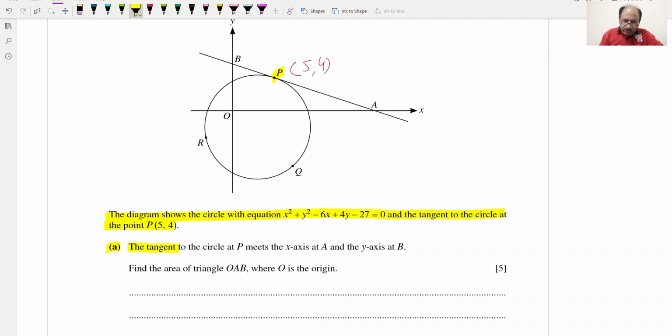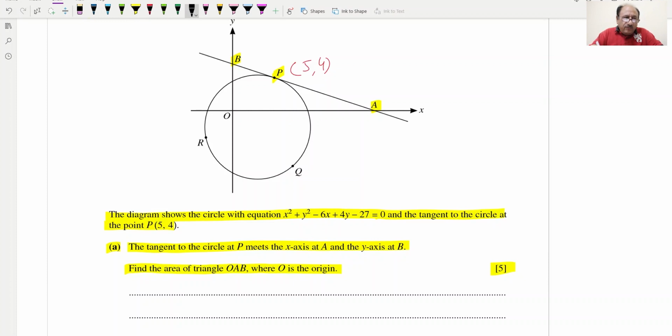In part A, the tangent to the circle at P meets the x-axis at A and the y-axis at B. Find the area of the triangle OAB, where O is the origin. So we need to find the area. For that, first we need the coordinates of A and B. To find the coordinates of A and B, this is a 5-mark question, so a little lengthier calculation will be required.